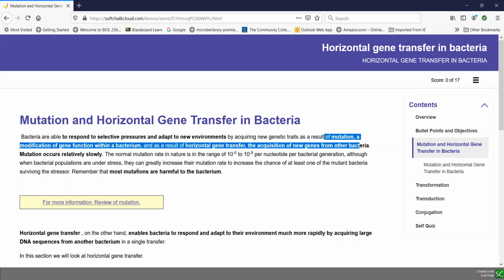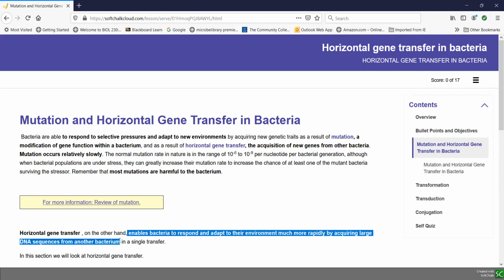Whereas horizontal gene transfer, as we see down here, enables bacteria to respond and adapt to their environment much more rapidly because they're acquiring several genes all at once from another bacterium, not modifying a single gene like in mutation. So that pretty much takes care of objective 1.